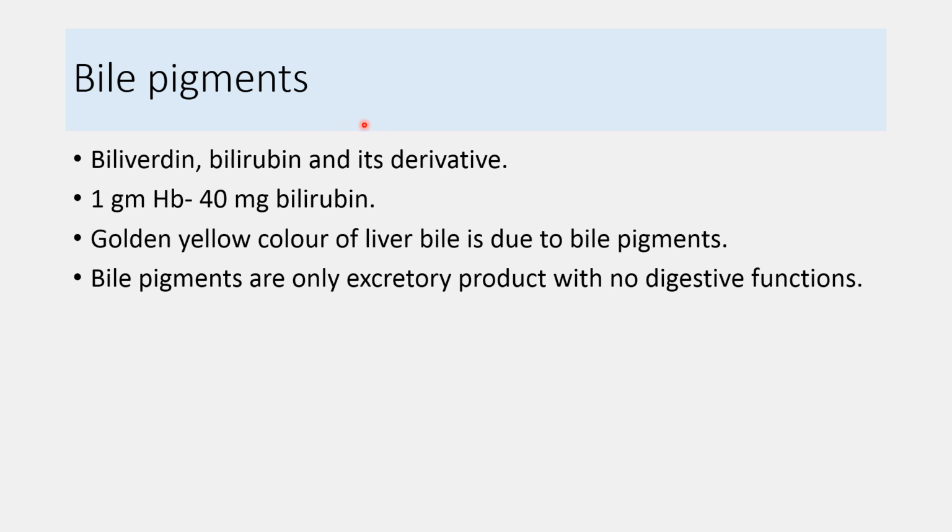The bile pigments present in bile are biliverdin, bilirubin and its derivatives. One gram of hemoglobin forms 40 milligrams of bilirubin. The golden yellow color of liver bile is because of the bile pigments. Bile pigments are only an excretory product with no digestive functions.